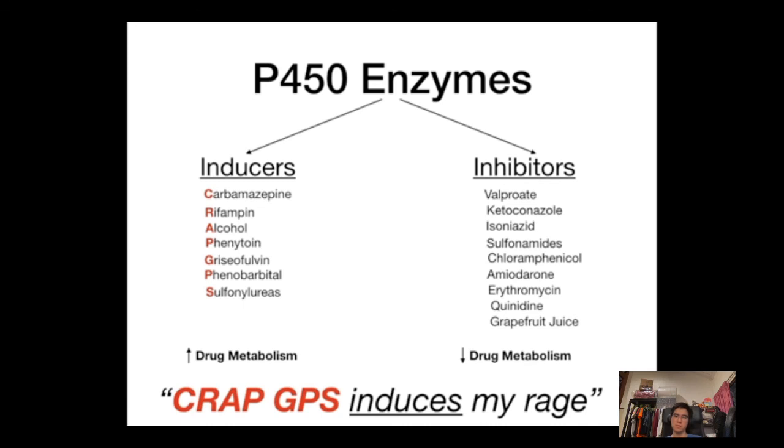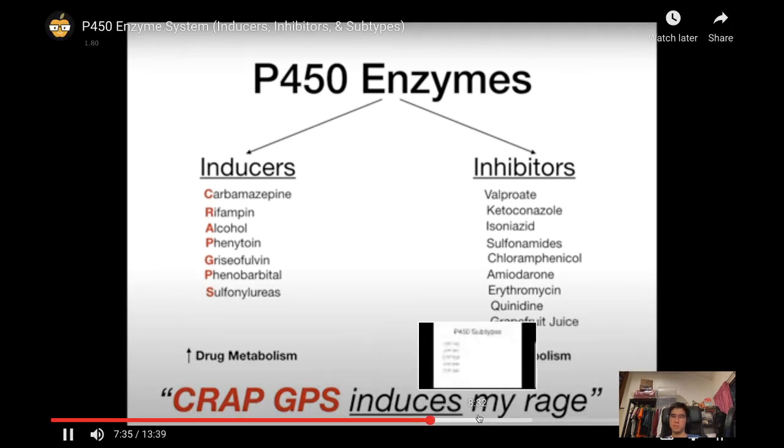Carbamazepine, rifampin, alcohol, phenytoin, griseofulvin, phenobarbital, and sulfonylureas, they all induce P450, which means P450 shows up and breaks down the other drugs faster, so the other drugs don't have as big of an effect. That's all of the induction, and then inhibition of P450 is just the complete opposite, and you'll know those drugs by process of elimination.